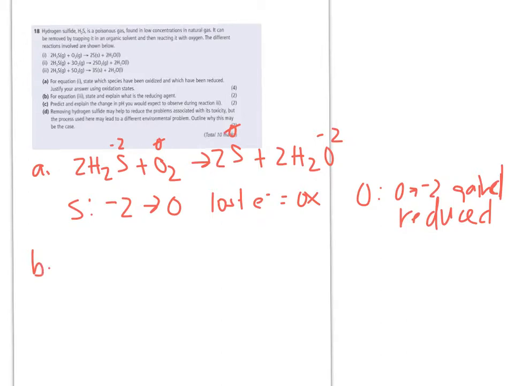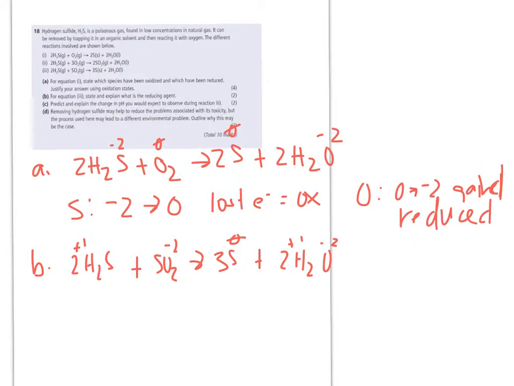Well, when I look at part B, I've got 2H2S plus SO2 becomes 3S plus 2H2O. And this is an unusual equation because when you look at this, the oxygen is going to be -2 here and -2 here. The hydrogen is going to be +1 and +1. So it's the sulfur that's going to become both oxidized and reduced as it goes back to its elemental state.